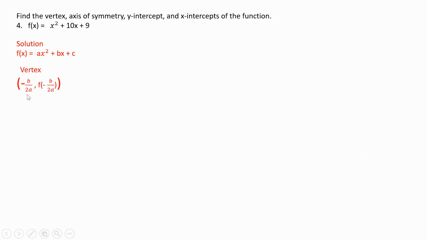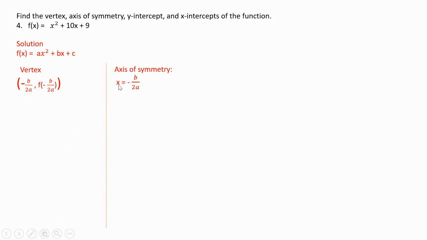So my vertex will be negative b over 2a and f of negative b over 2a. At times, this might be confusing to students, like what in the world is f of negative b over 2a? This is not that complicated, which means after you find negative b over 2a, you plug it into the original function to get the y value. This is the x value, the negative b over 2a, and this will be the y value. So this is how you find the vertex.